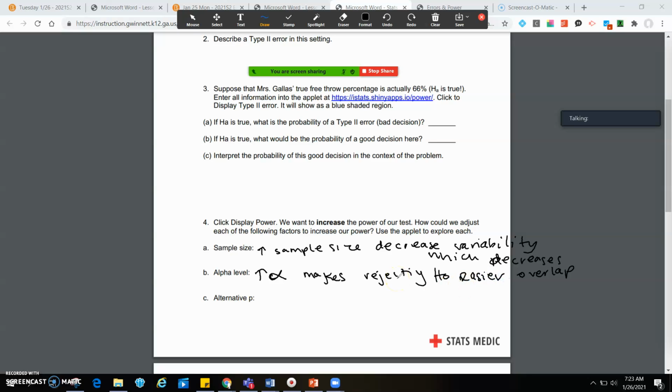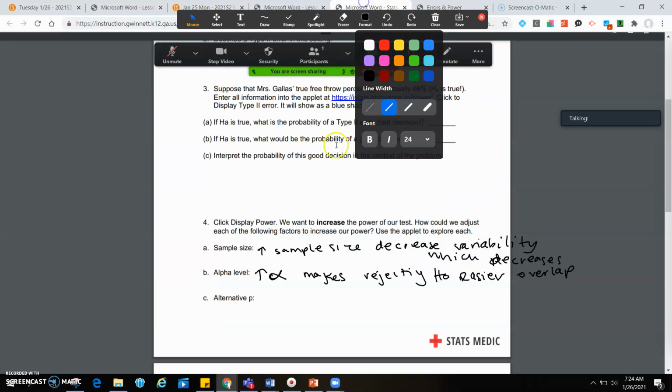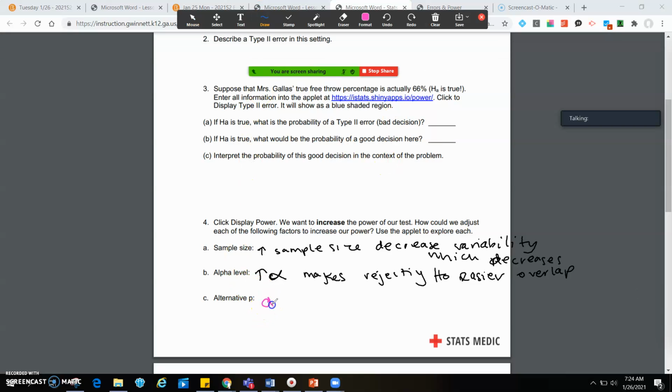Okay, and then the alternative P. If we decrease P, then what's happening? We increase the distance from null. And that was the other little swoop that we had going on. So, moral of the story, to increase power, we can either increase sample size, increase alpha, or increase distance from null.